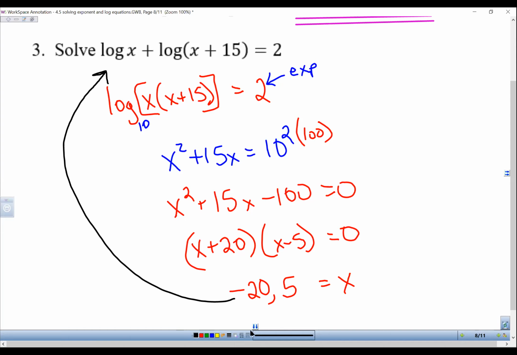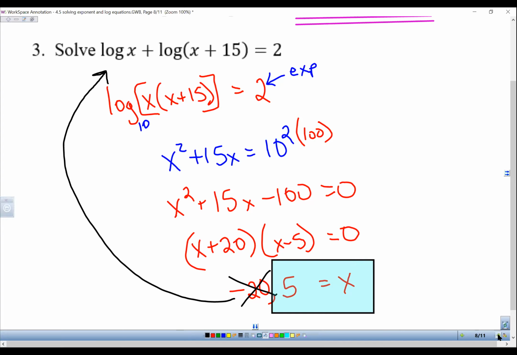I can't do that. So negative 20 is not a good answer. My only answer here is x equals 5. So make sure you don't end up taking the log of a negative number. Even though you got an answer, doesn't mean it's a valid answer. So be sure and check those.